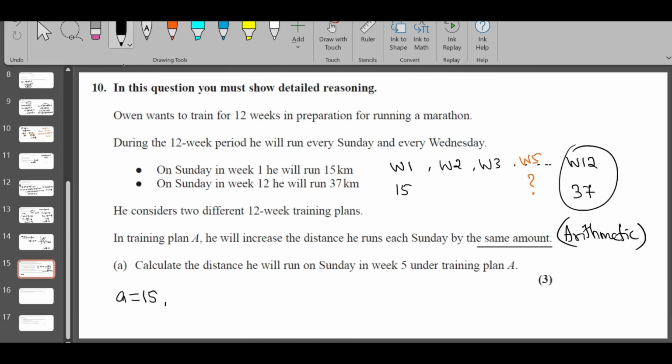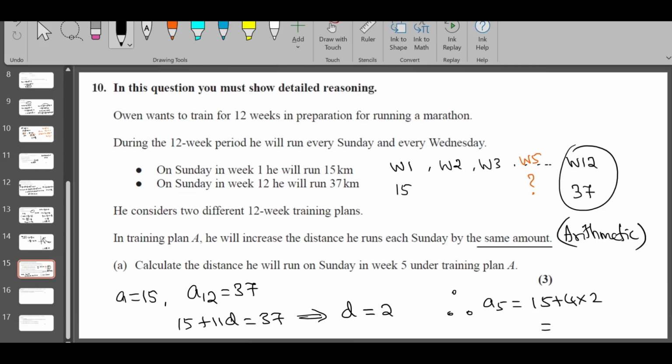The 12th term is 37. You can write the 12th term as A plus 11D is 37, right? A is 15. Make D the subject. 37 minus 15 is 22, over 11 is 2. Now you can write, therefore the 5th term is A plus 4D. A plus 4D is 23 kilometers, that is the answer.